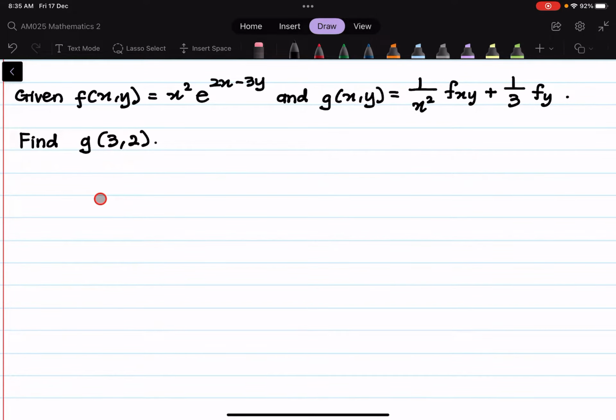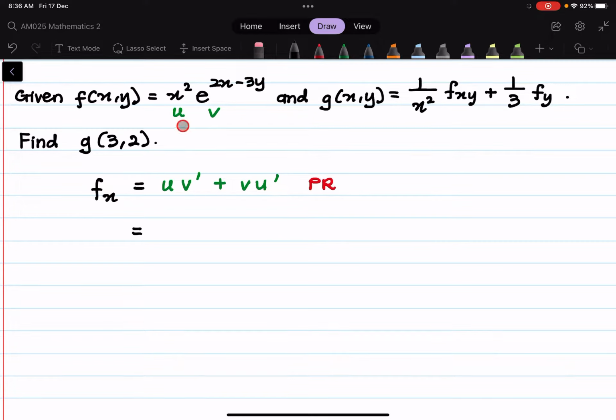So for f sub x, we're going to use product rule. Why do we need to use product rule? Because these are two different functions, x squared and e^(2x - 3y), and they are in terms of a product. So we know that product rule is uv prime plus vu prime. Okay, so now let's use product rule.